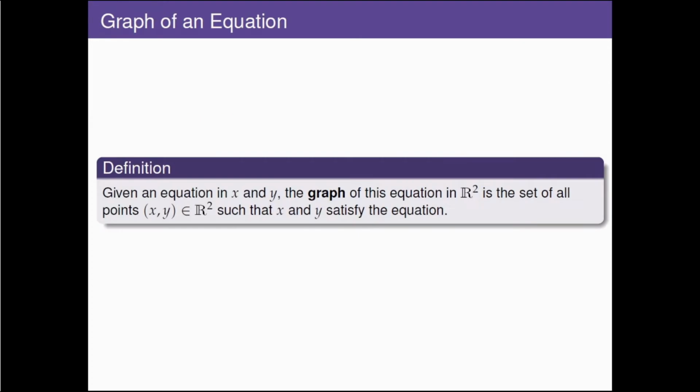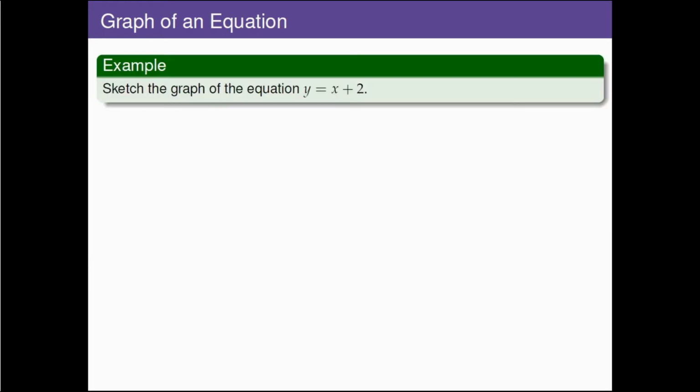We proceed with the graph of an equation. Recall that given an equation in x and y, the graph of this equation in R2 is the set of all points (x, y) in R2 such that x and y satisfy the equation. Example: sketch the graph of the equation y equals x plus 2.